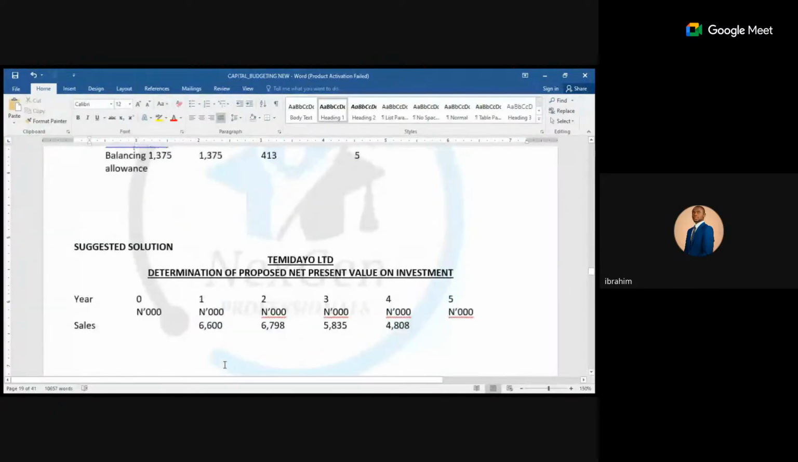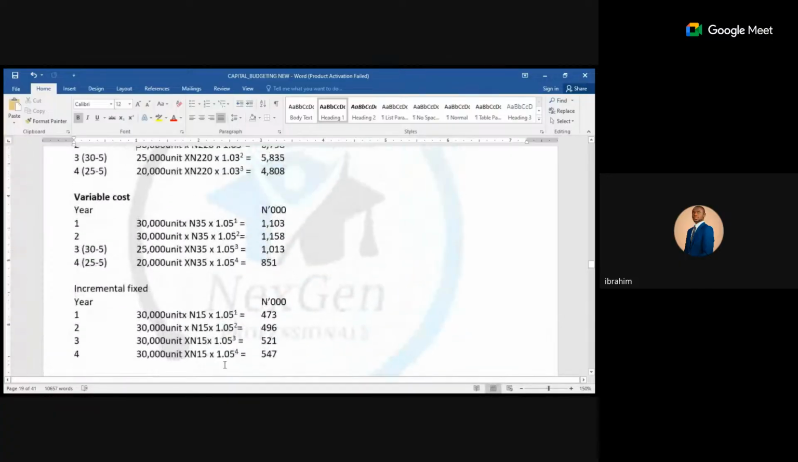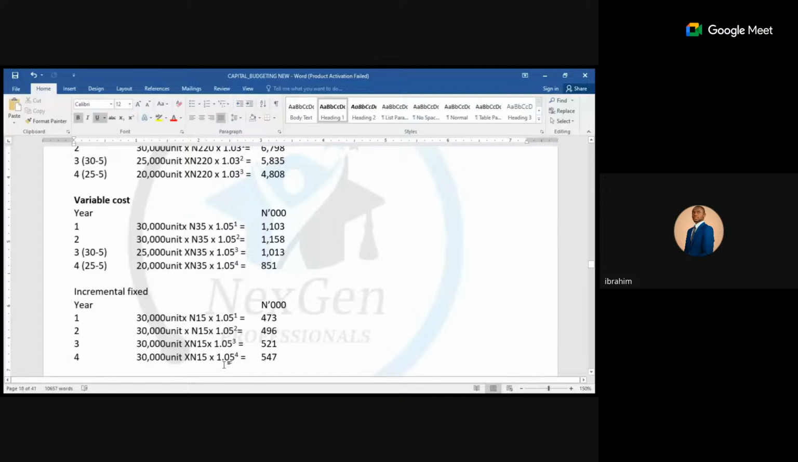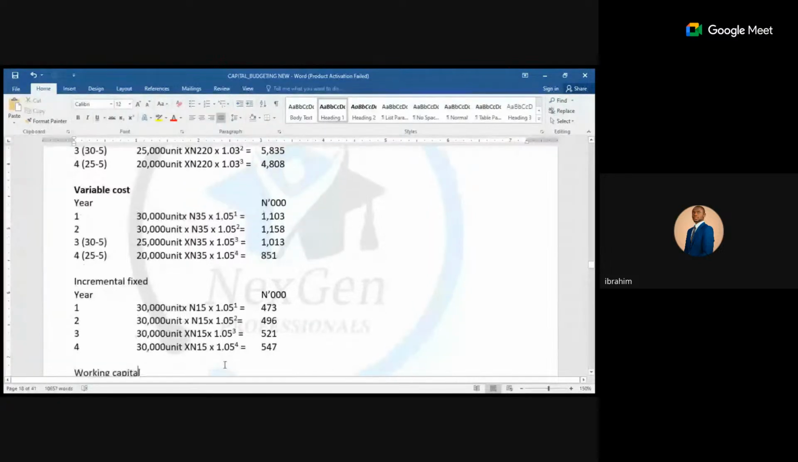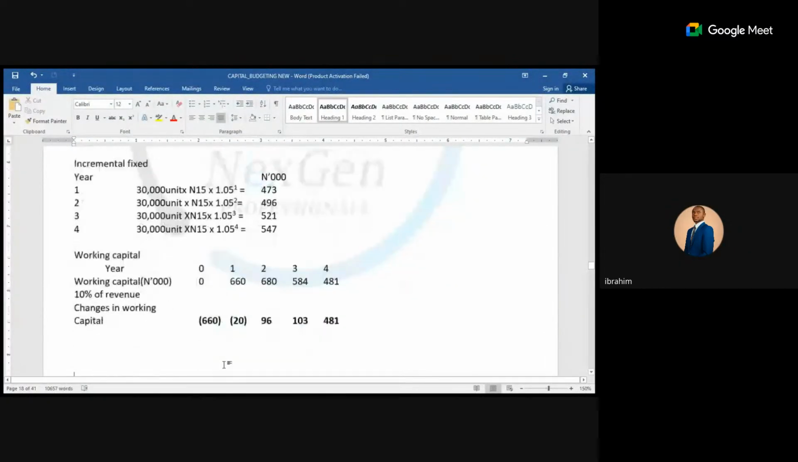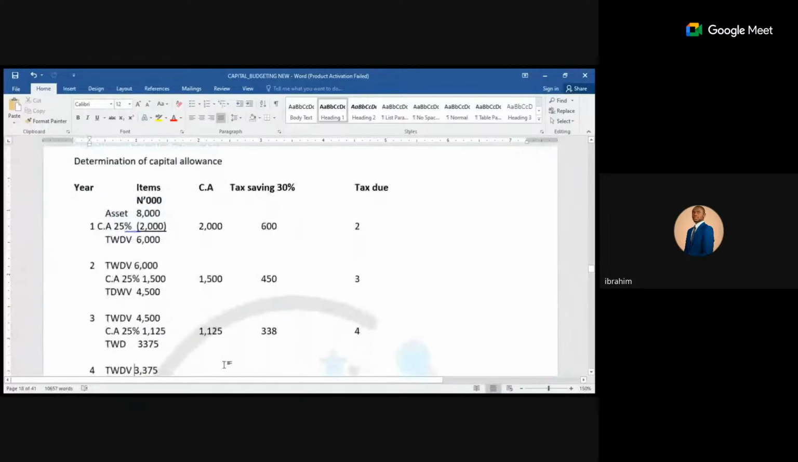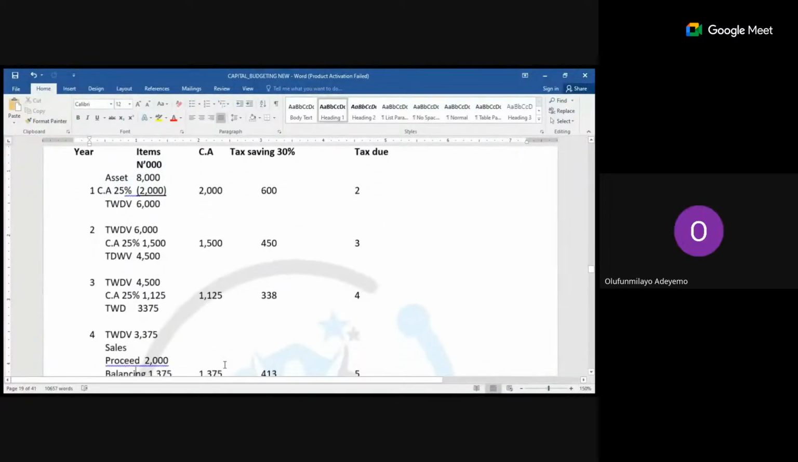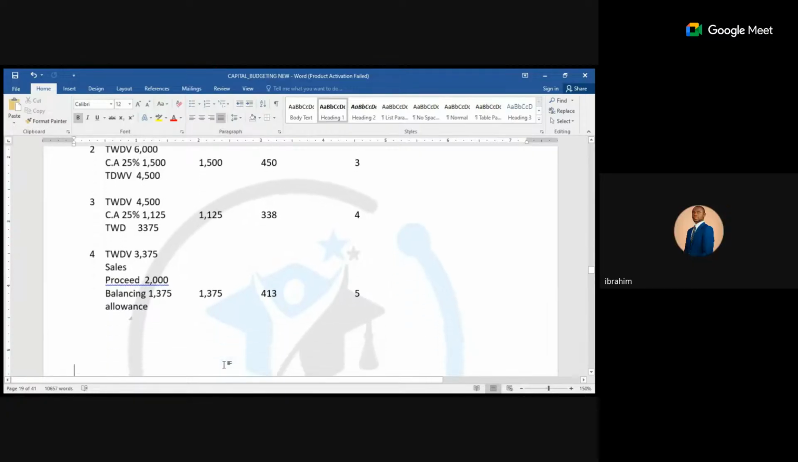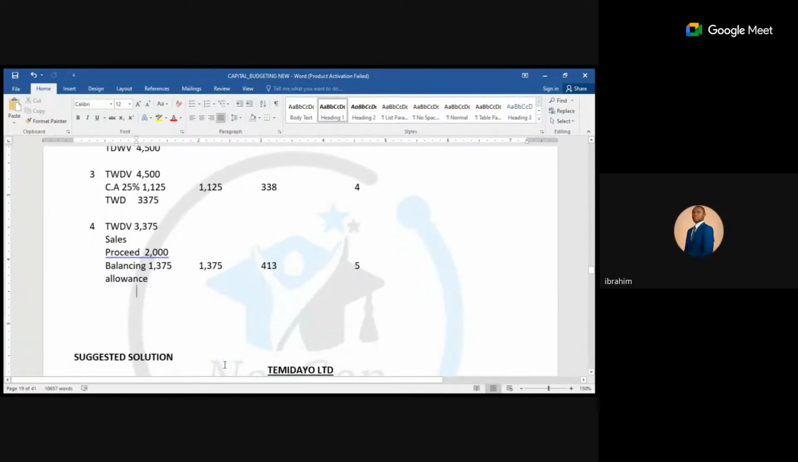We started from which adjustments again? I think that's all now. From sales, please screenshot. You can screenshot this variable cost and incremental fixed cost. We need to adjust for inflation as well. Not the general inflation.